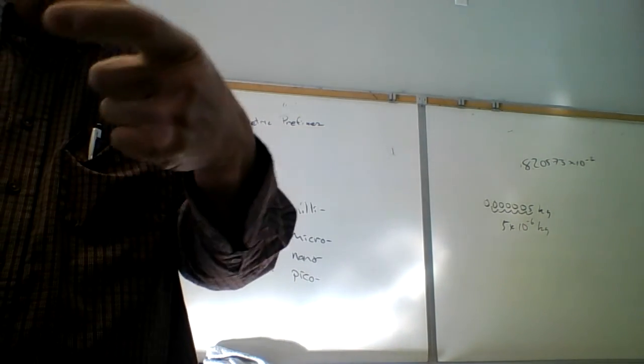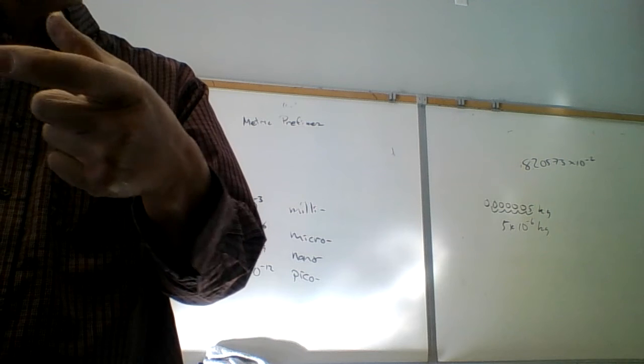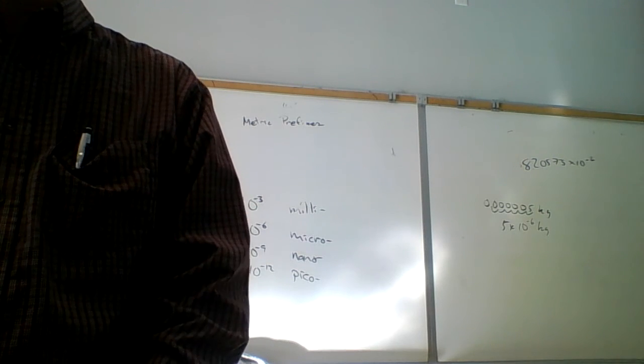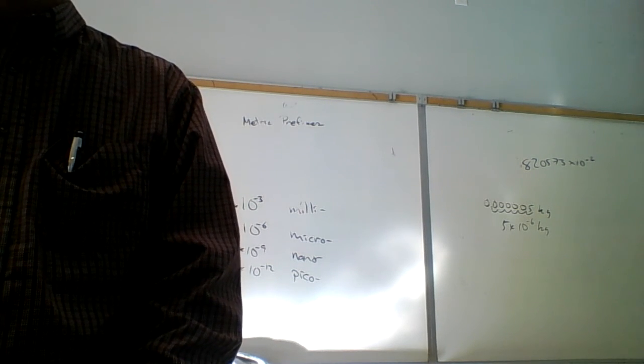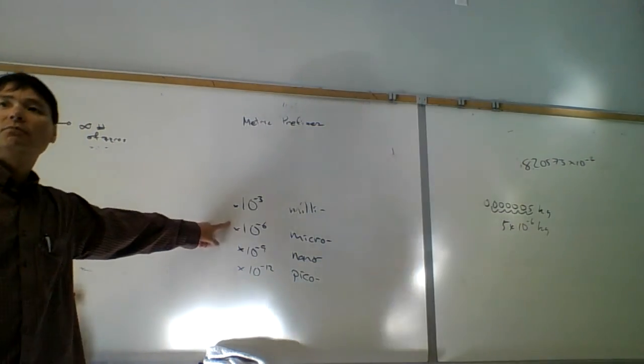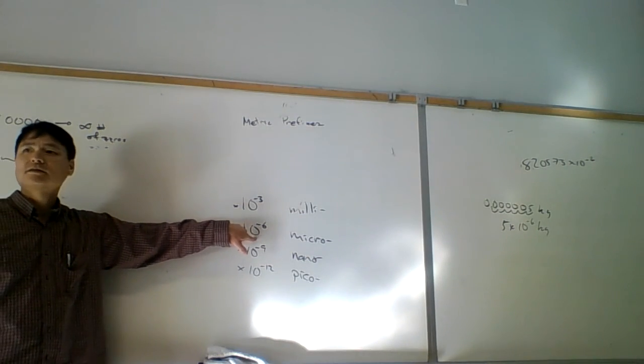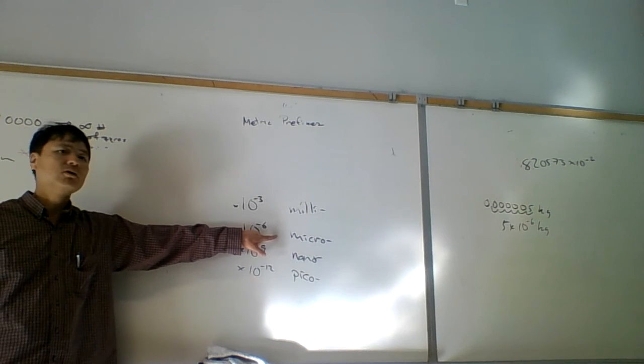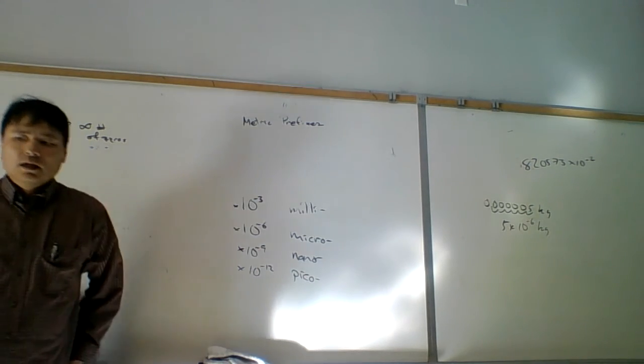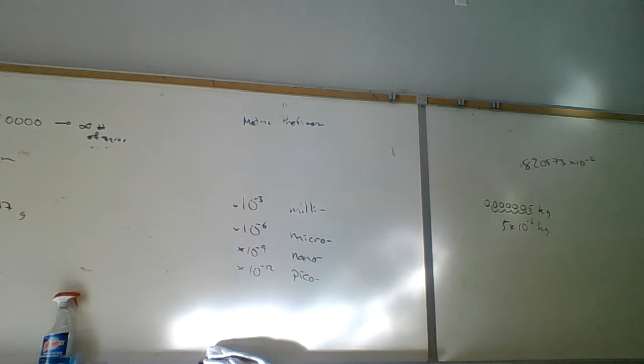If you take that dollar bill and cut it up into 1 million pieces, each piece would weigh a microgram. You know, 1/1,000,000th or 10 to the minus 6 is a microgram. If you take that dollar bill and cut it up into a billion pieces, we would have each piece weighing a nanogram. Or if you cut it into a trillion pieces, each piece would weigh a picogram.